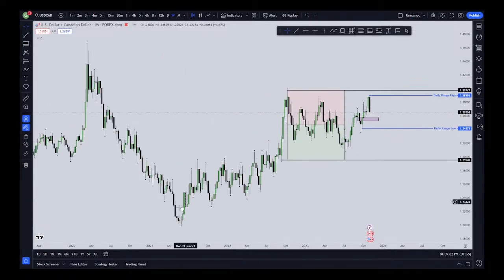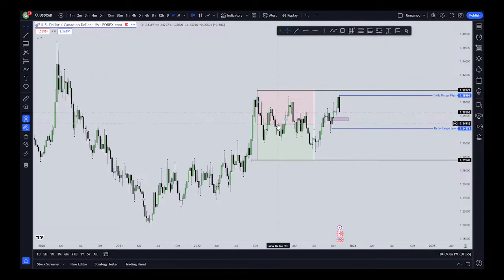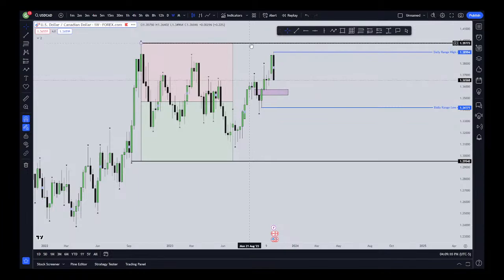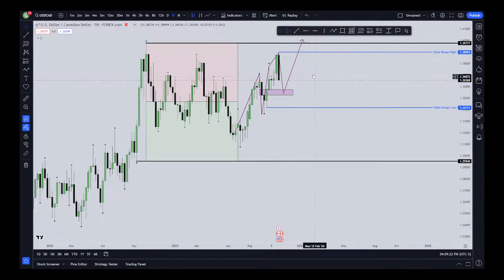But since we've been bullish for quite some time now, since 2022 we've been bullish, I'm still anticipating that price is going to take out this weekly range high after it pulls back and rebalances this area, continue going higher. So we just have to wait till next week to see what it is that price wants to do at this level right here, at this inverse fair value gap.